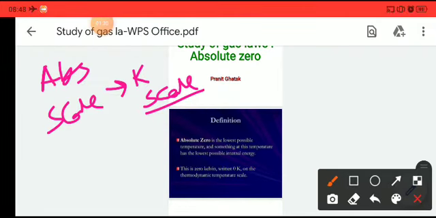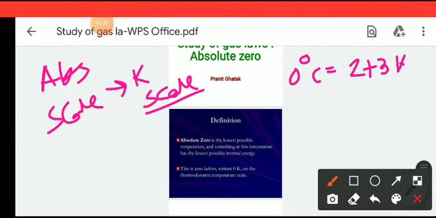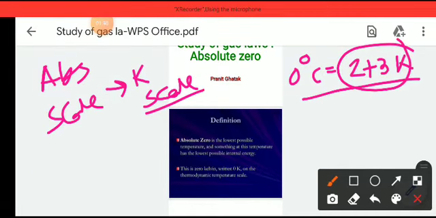We know that 0 degree C is equal to 273 Kelvin. 0 degree C is not an absolute value, but 273 Kelvin is the absolute value because it is expressed in terms of the Kelvin scale. Whenever a value of degree Celsius is expressed in terms of the Kelvin scale, it is called the absolute value. And the Kelvin scale is called the absolute scale as well.